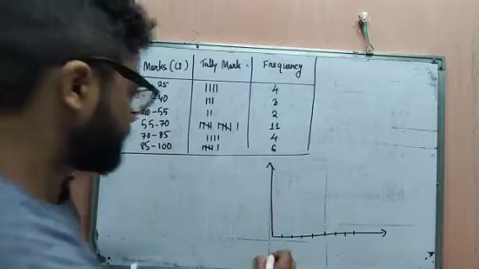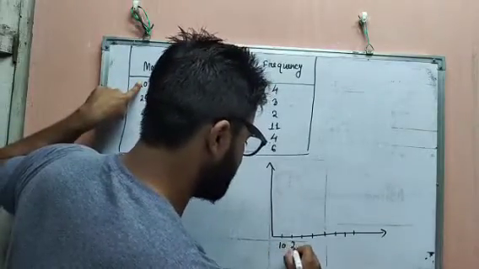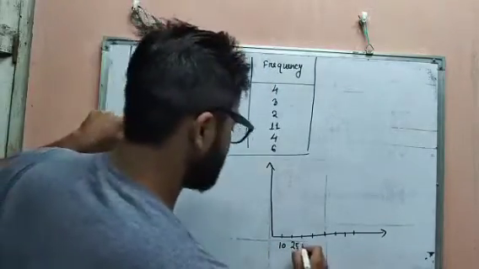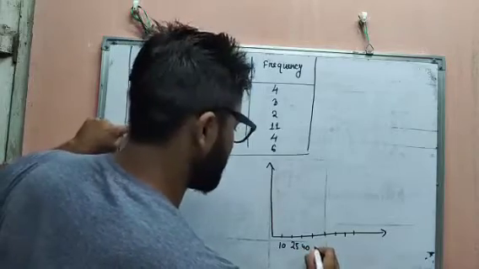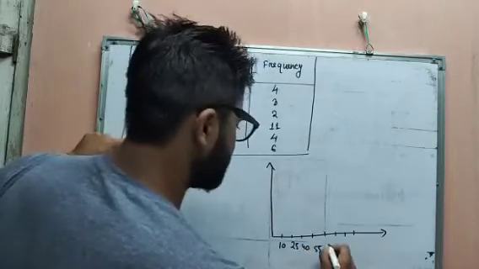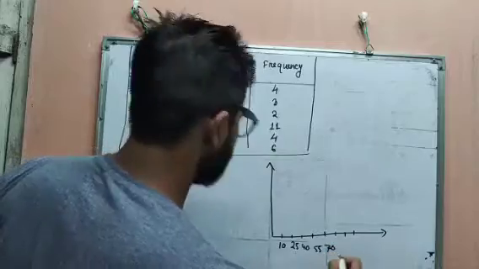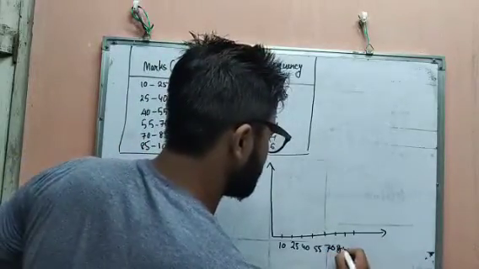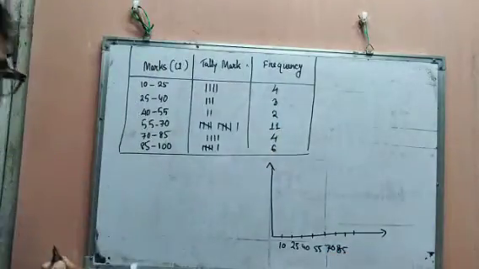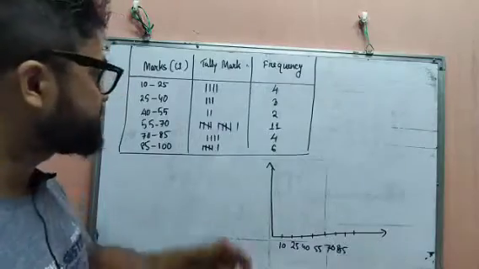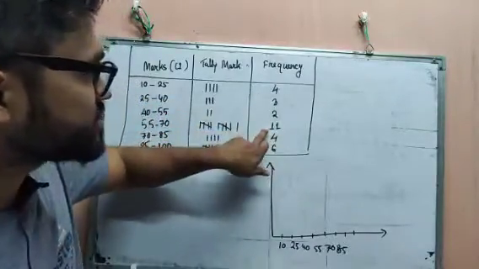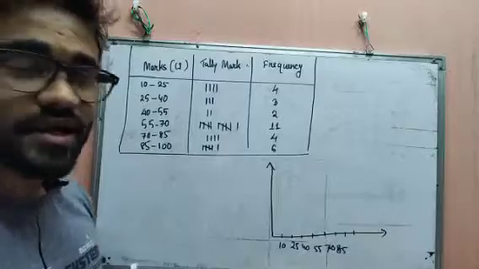So 10, 25, then you will get 40, then you will get 55, then you will get 70, and lastly you have the 85. So these are the class intervals. Okay, and for the frequency you can see clearly that the highest number is 12. So you can take up to 12.